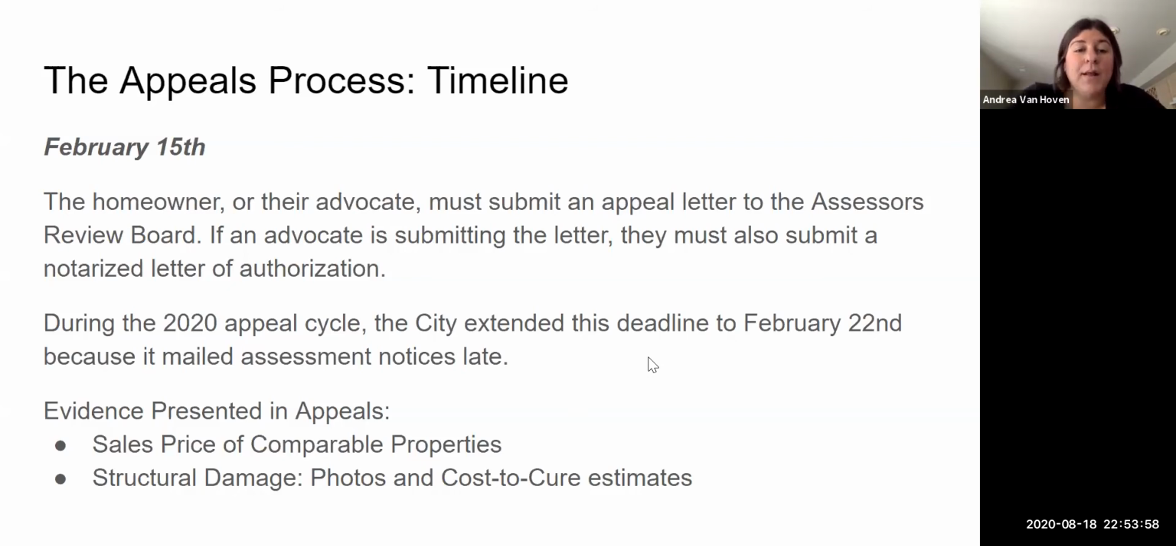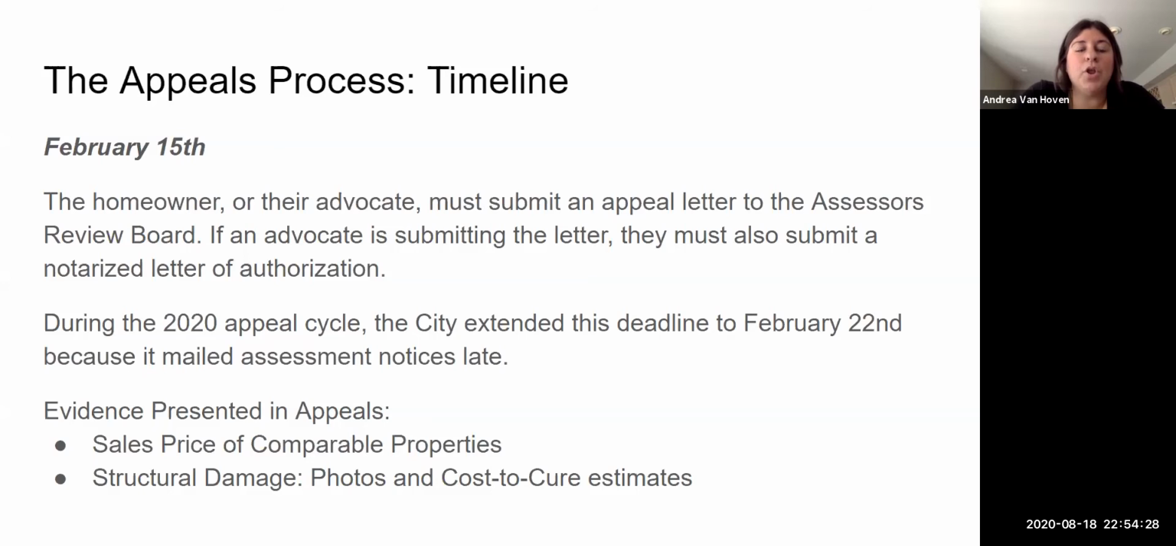You're basically writing down why you think their number is wrong and hopefully attaching some evidence to support that. Also attaching maybe some photos of why you think the assessment is off. We're talking maybe structural damage of your home, et cetera. If an advocate is submitting the letter, they must also submit a notarized letter of authorization. We bring this point up in this slide to show you how there are even additional barriers that are magically thrown into the process here.